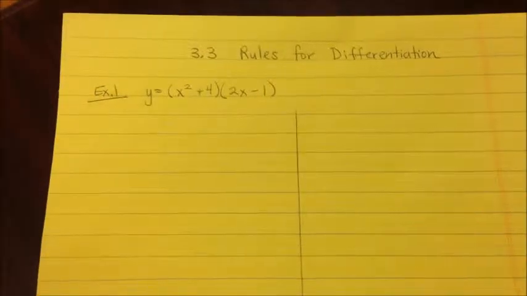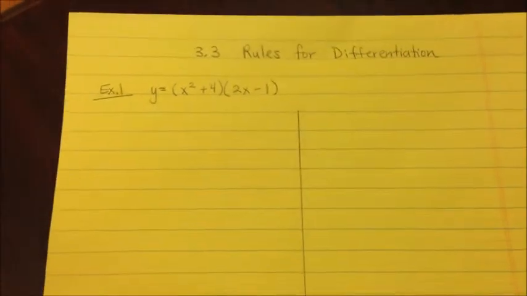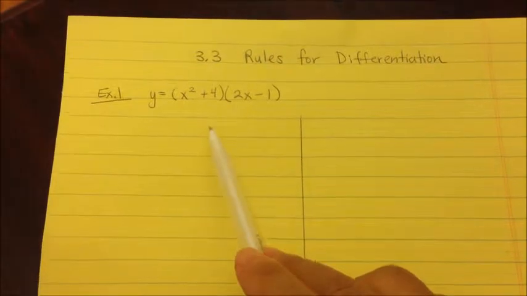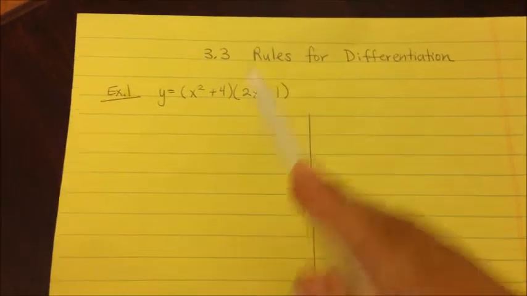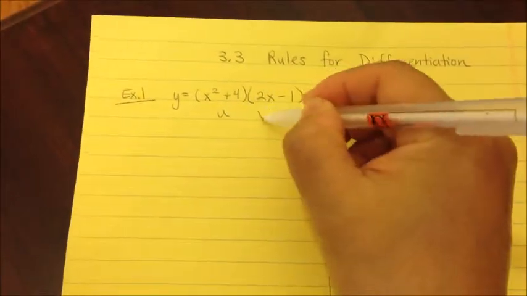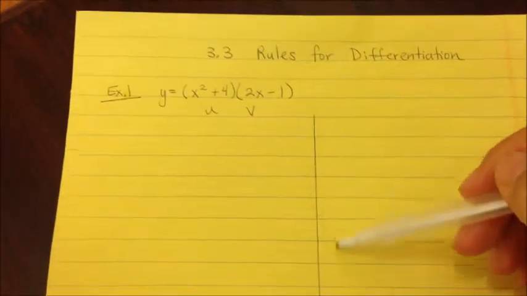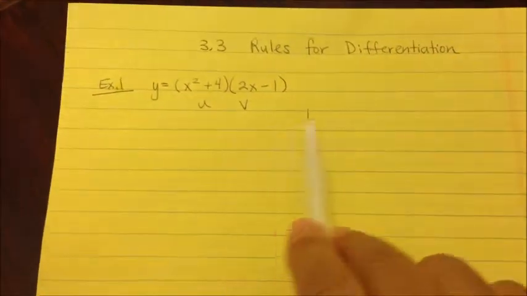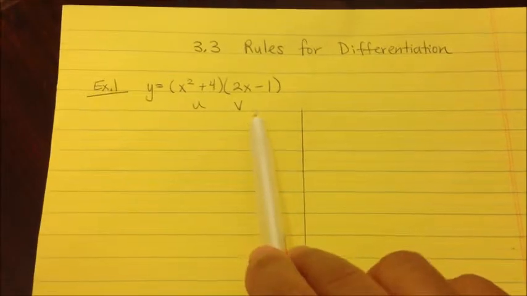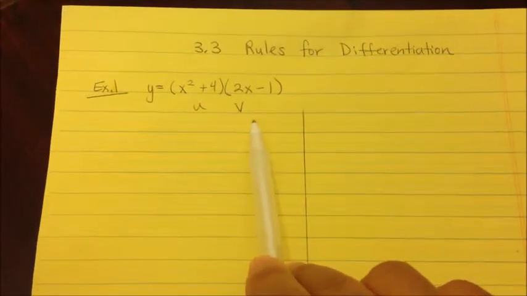This is on 3.3, rules for differentiation. So we're going to talk about multiplication on the first problem right here. I'm going to call this a U and then the other one a V. I'm going to split my paper in half right here because I'm going to do two different ways of doing this, because now we can actually take the derivative of this and show it in two different forms.